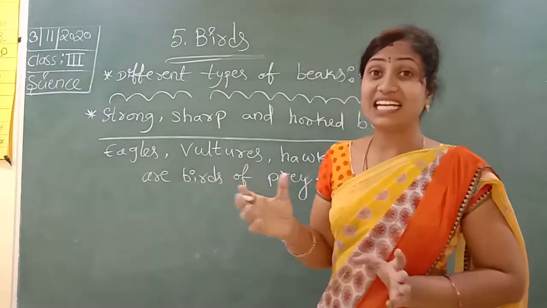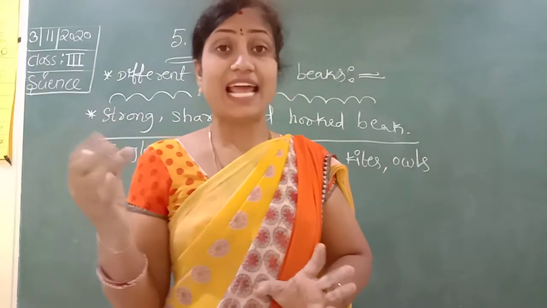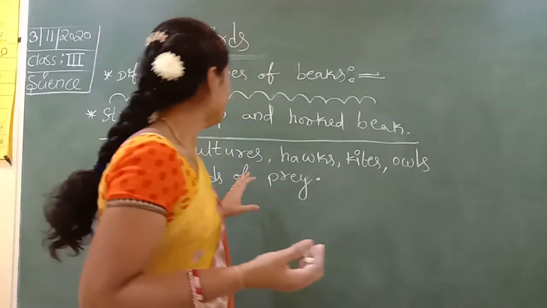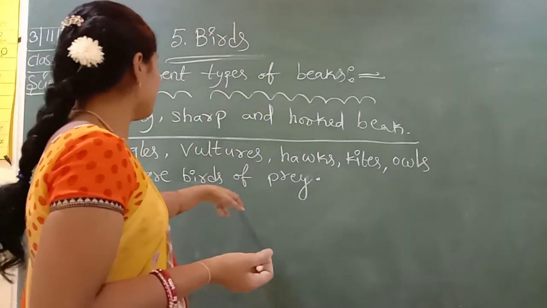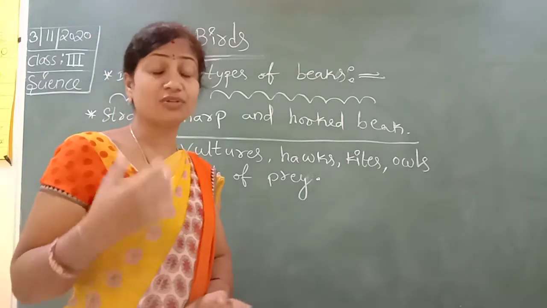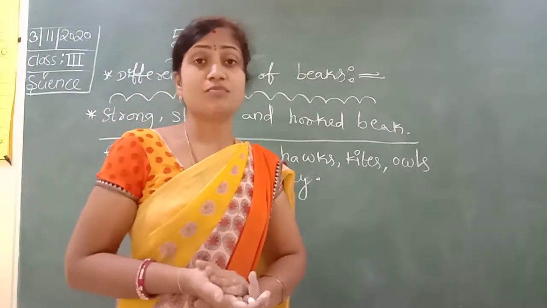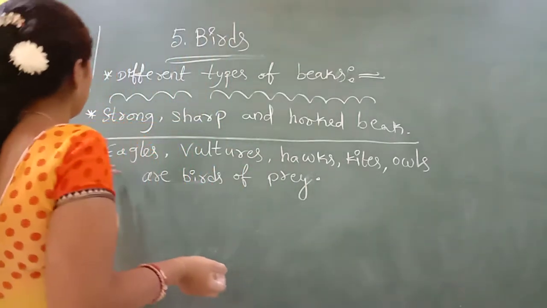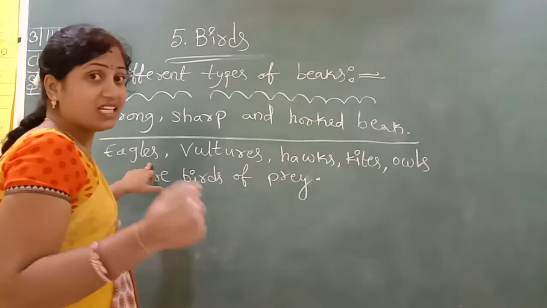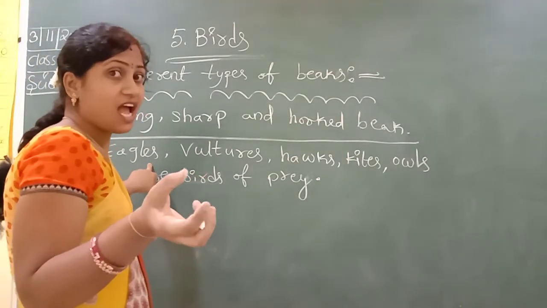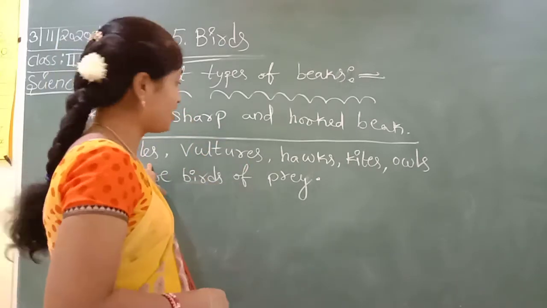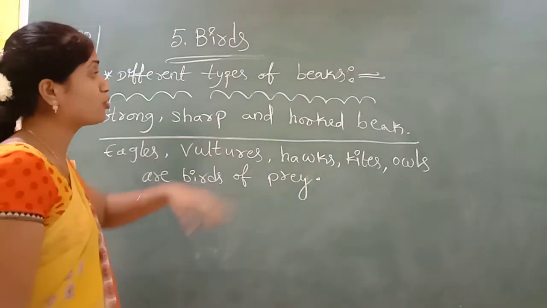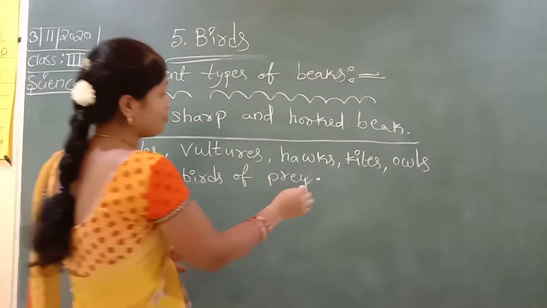These all eat very small animals, like mice, rats, frogs, snakes. So birds of prey hunt and eat these very small animals. Next, eagles eat small snakes and frogs also. They hunt and tear the flesh. For tearing flesh, they have a strong, sharp and hooked beak. Strong and sharp also.